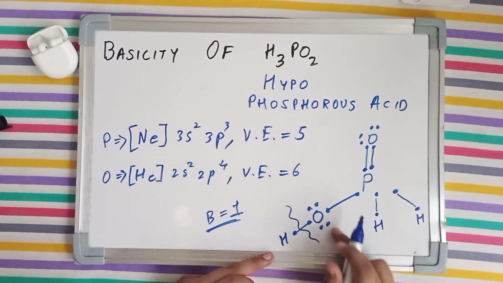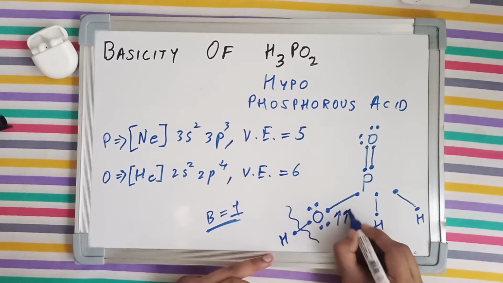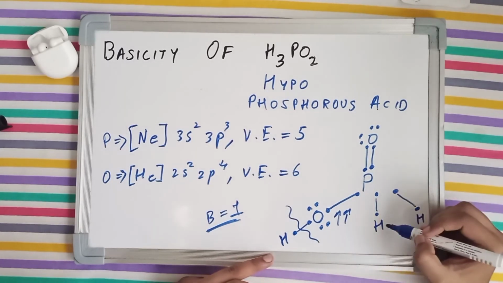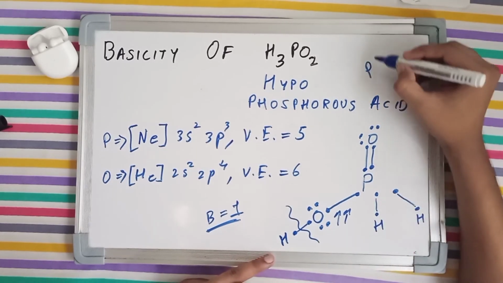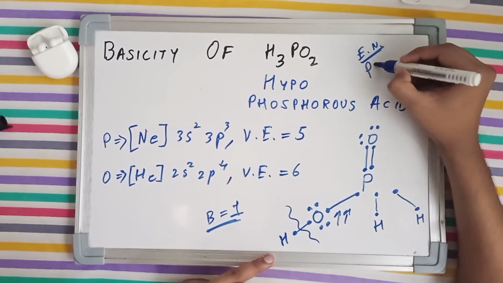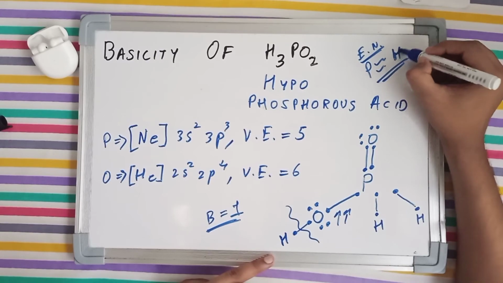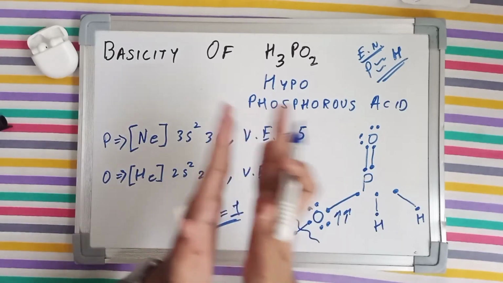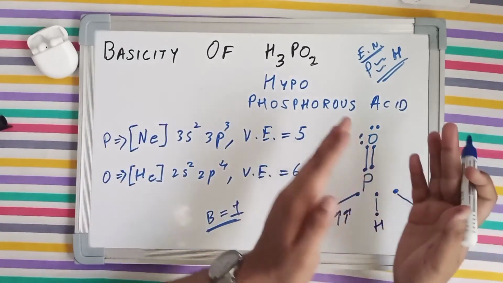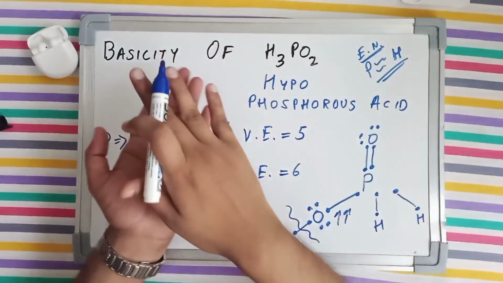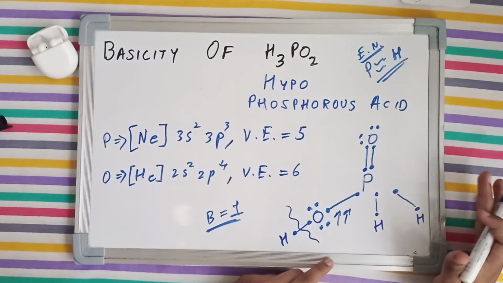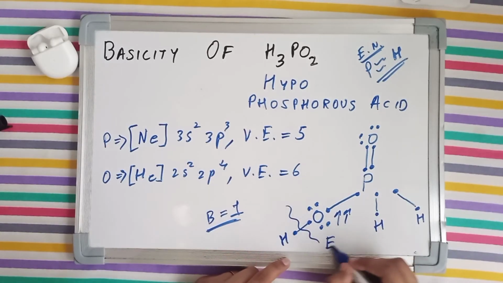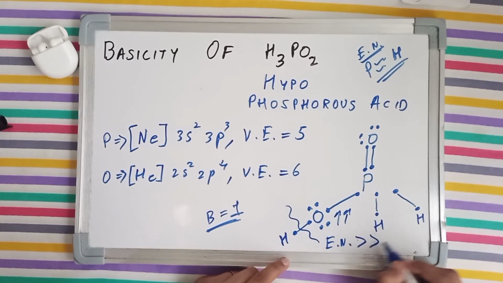See, hydrogen here is connected to oxygen, which is a very highly electronegative element. But in these 2 cases, hydrogen is directly connected to phosphorus, and the electronegativity value of phosphorus and hydrogen is almost equal. So there is no much greater difference between the values of electronegativity of phosphorus and hydrogen. So when we place this H3PO2 in water, these 2 bonds will not break off, but this one will break, because the electronegativity difference is very high.